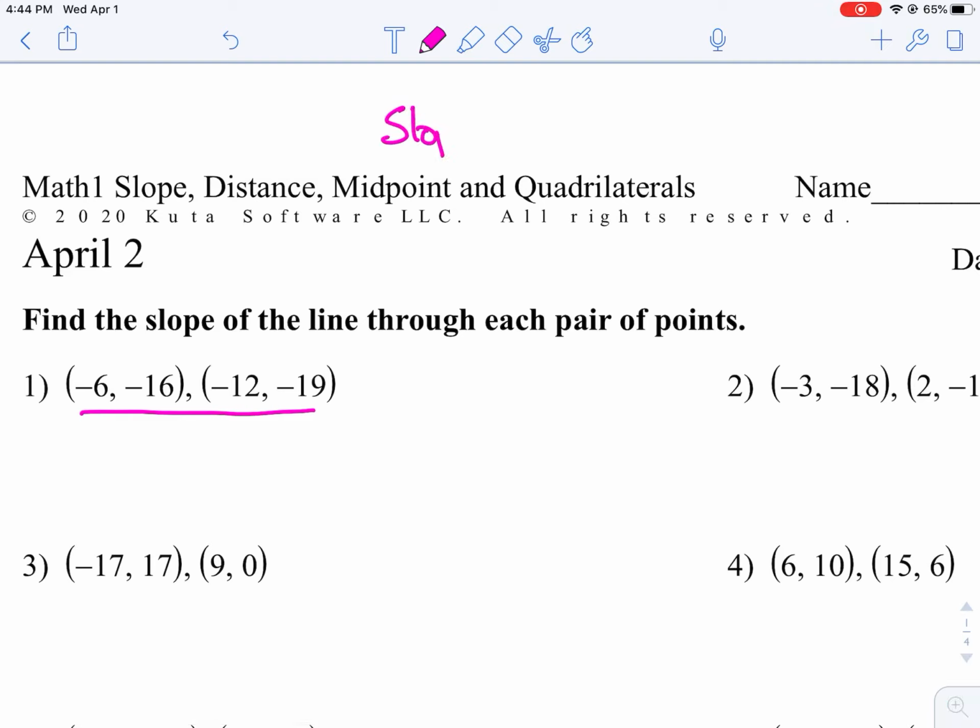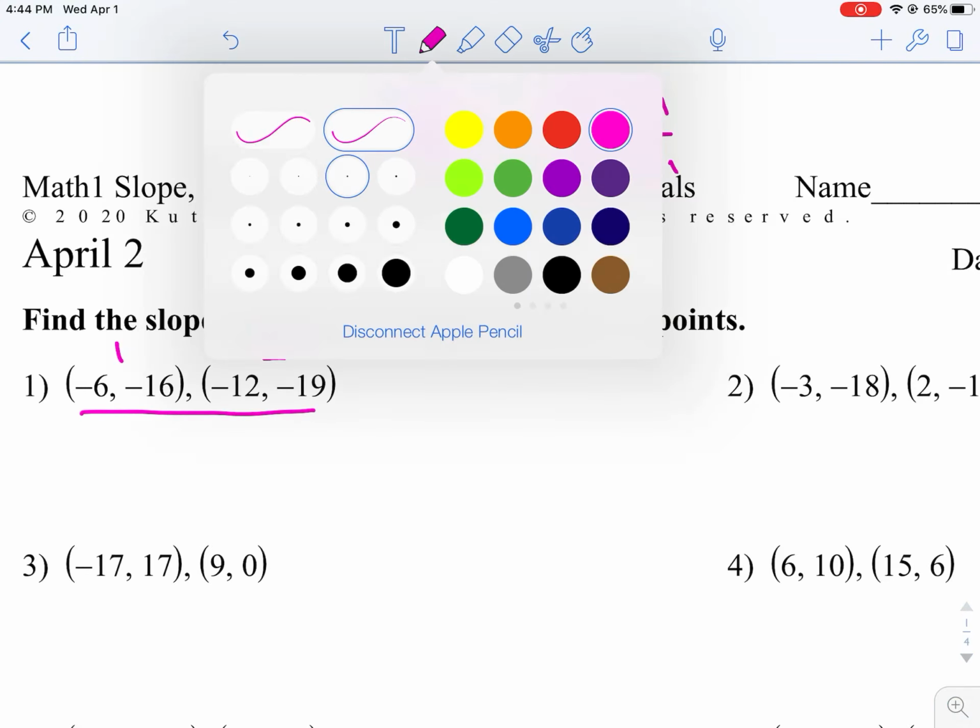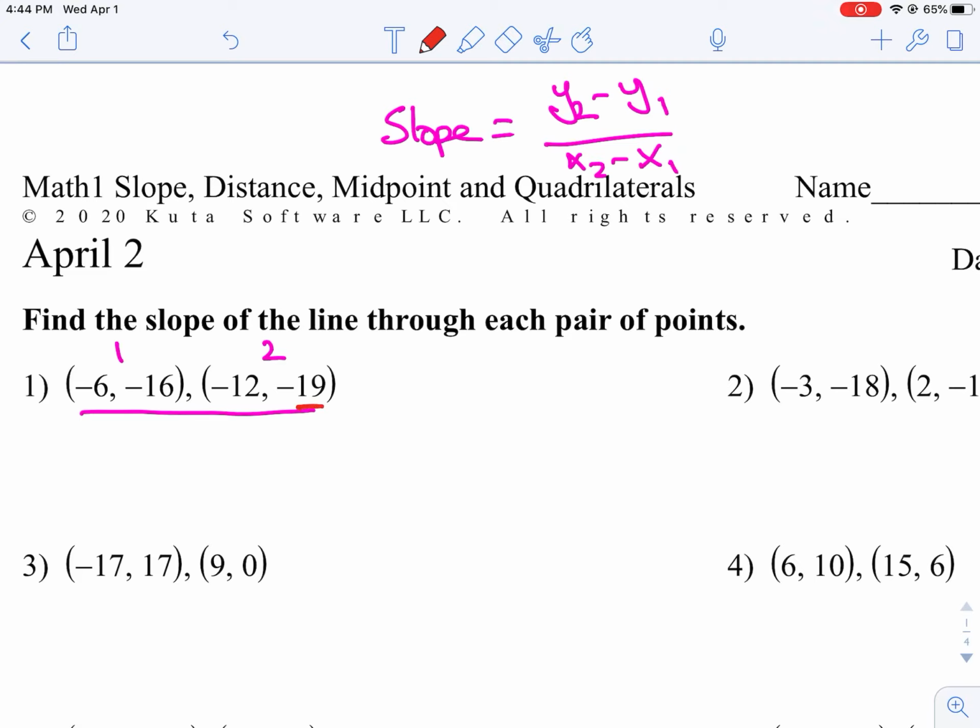So the first thing you want to do is write the formula. If you don't remember, it's y2 minus y1 over x2 minus x1, okay? You could always go back to the other form, but you want to put it on there. So all we're going to do is call them 1.1 and 1.2 and do our work. So I'm going to change some colors here. So y of the second point is negative 19 minus y of the first point, negative 16. All right? Don't forget that subtraction in there, okay?